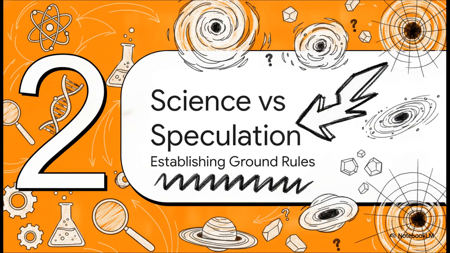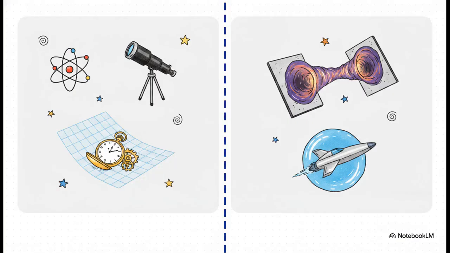Section 2. Science versus speculation. Establishing the ground rules. Now, as developers of this simulator, we have to draw a really hard line between what we actually know and what we just theorize. On one hand, we've got accepted physics. Things like time dilation, general relativity, quantum mechanics. These are proven realities of our universe, observable and heavily tested.